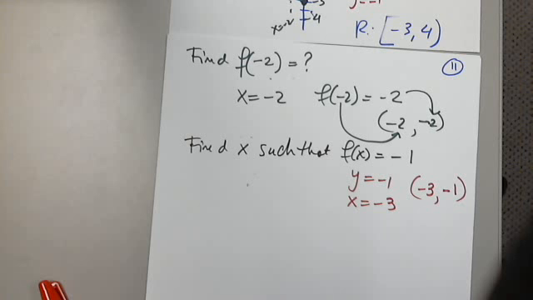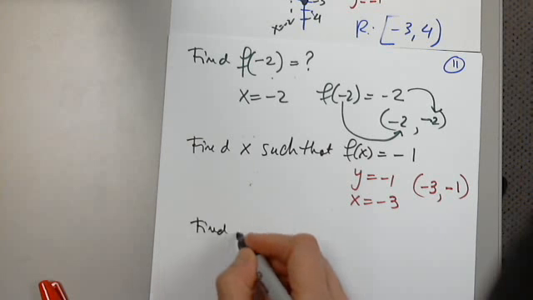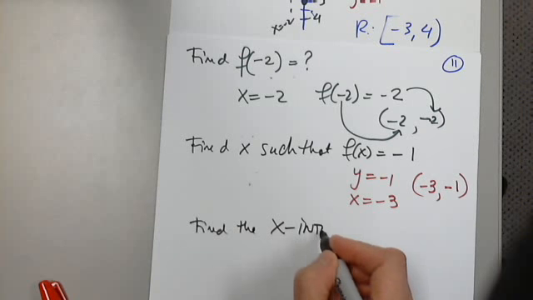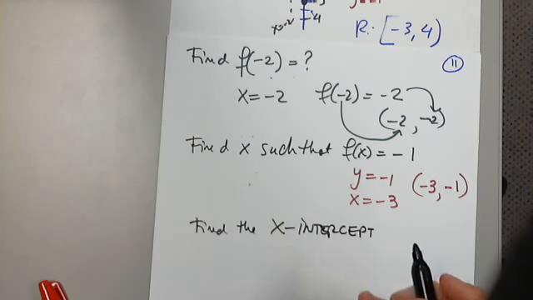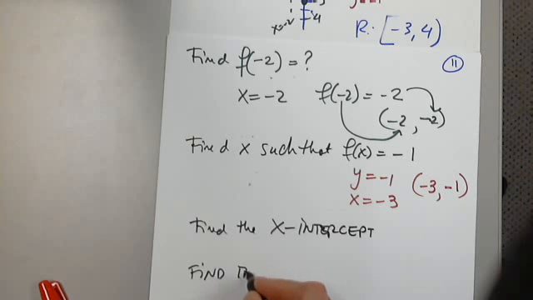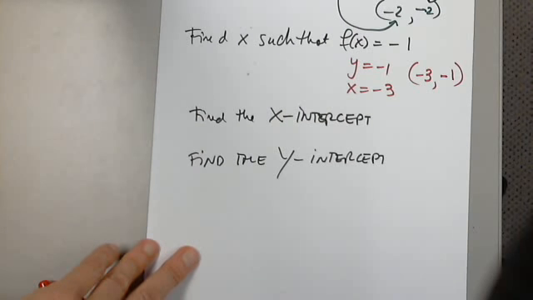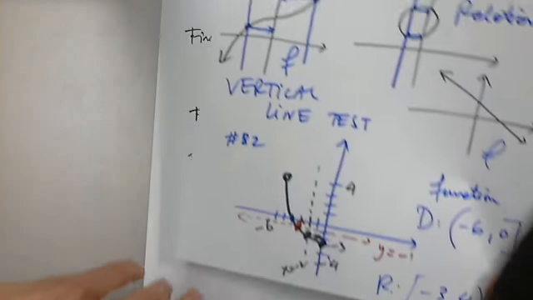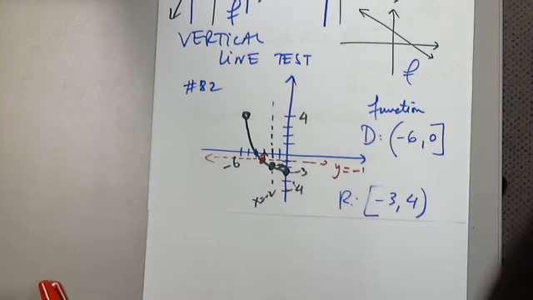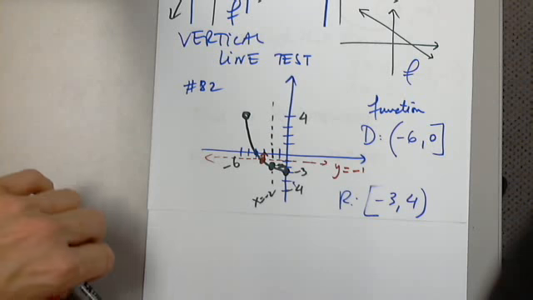Okay, two more questions here. Please find the x-intercept, if it exists, and then find the y-intercept. Yes, of course. So we want to find the x-intercept and the y-intercept, if they exist. So the x-intercept is where the function does what? When it crosses the x-axis. Does this function cross the x-axis?